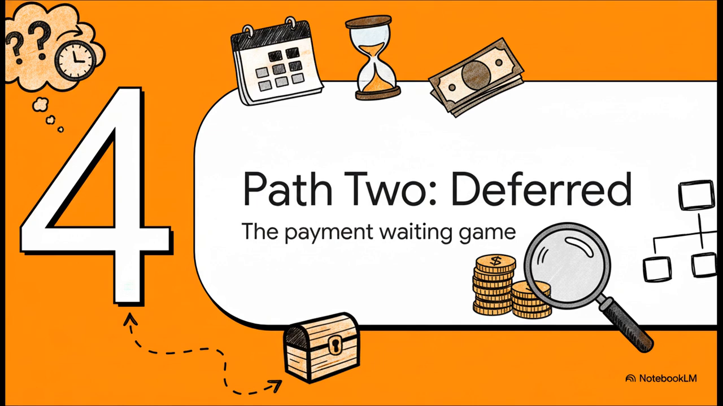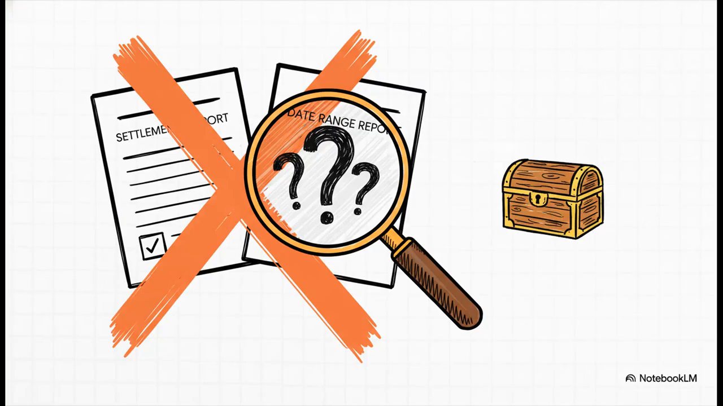This is where most of the confusion happens for people, but it's just as logical once you know the one simple rule. And here is that rule. This is so important. If a transaction status is deferred, you will not, I repeat, will not find it in a settlement report or a date range report. Searching there will just lead to frustration because the payment simply isn't in those files yet.